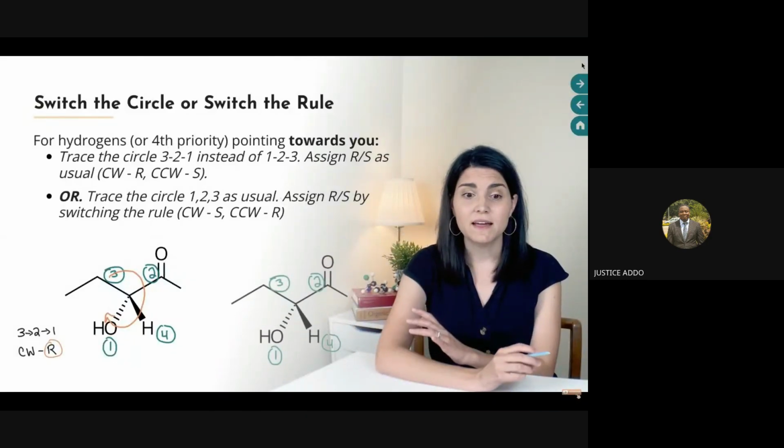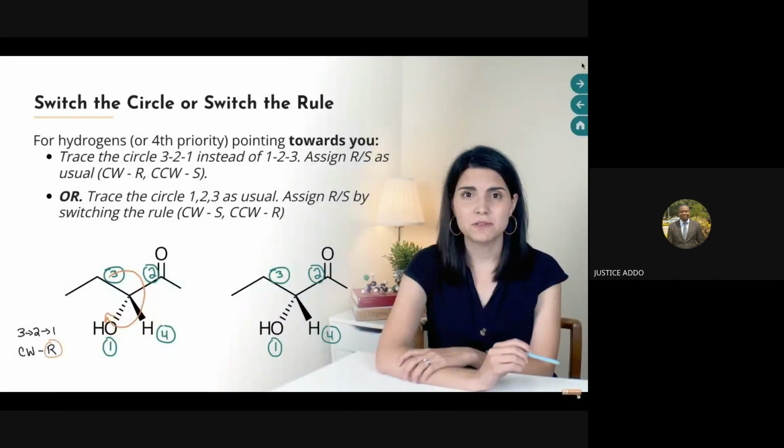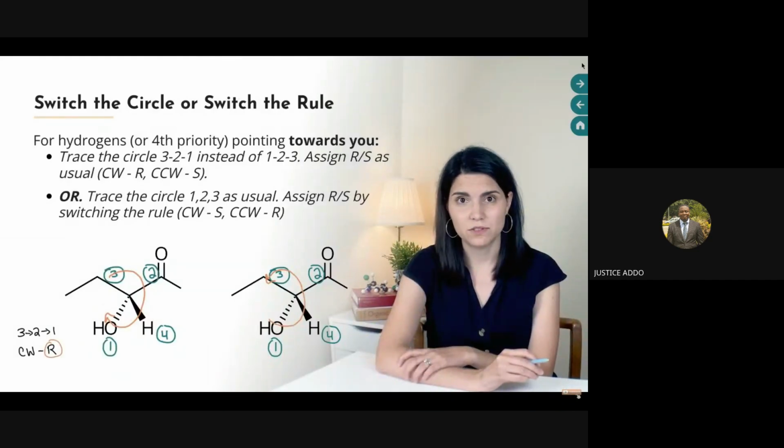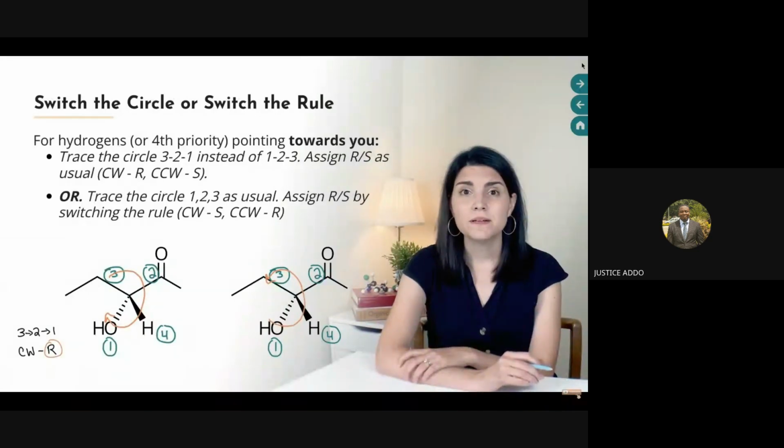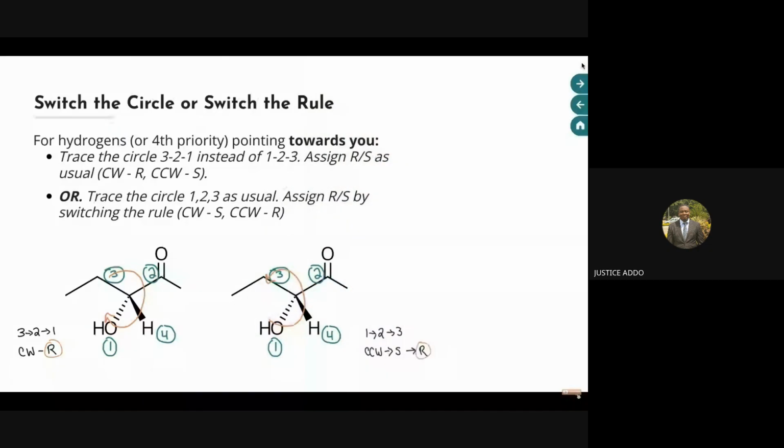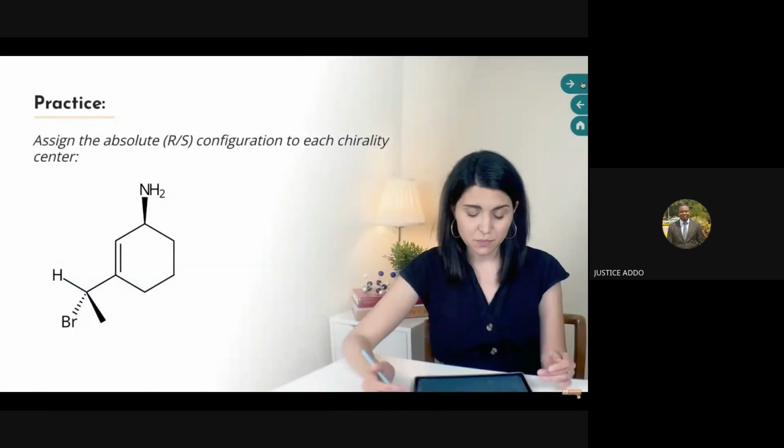We could instead draw our circle as usual from 1 to 2 to 3, and then remember to swap the rule. So then by swapping the rule, we would give S for clockwise and R for counterclockwise. Only when the hydrogen is pointing towards you. Of course, if we do this for this same molecule, we do the swap the rule method, we would also get R. So here's our first practice problem.